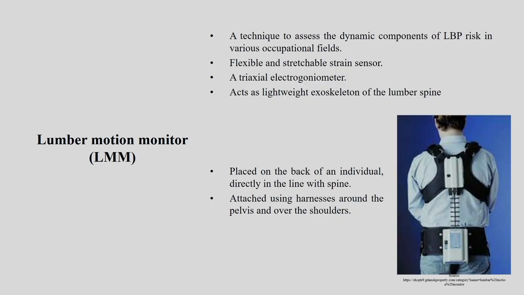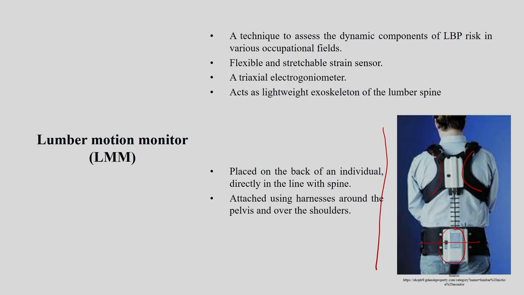Now coming to this instrument, the lumbar motion monitor, it looks like this. It is a kind of exoskeleton, it has some components here, and the whole system is connected through this type of back strap. It is a technique to assess the dynamic component of low back risk. Whenever we talk about low back pain and try to understand the risk, posture, force and bending position are all static in nature. But this LMM is going to give you the dynamic component of various occupational fields.